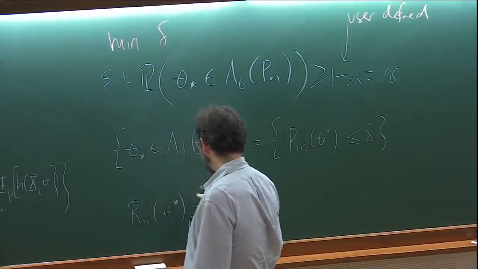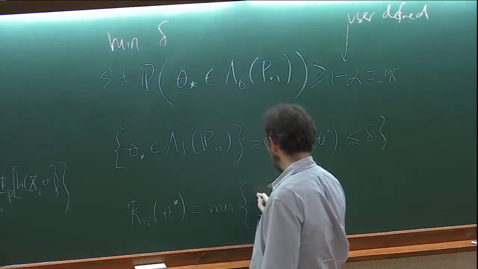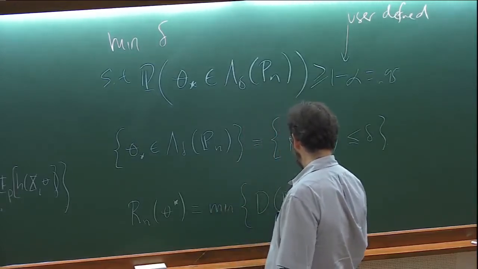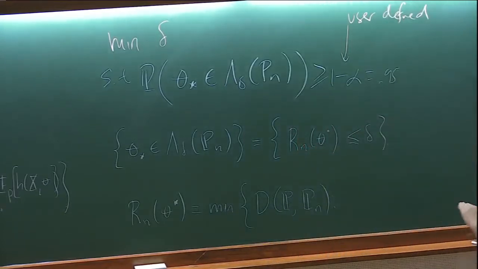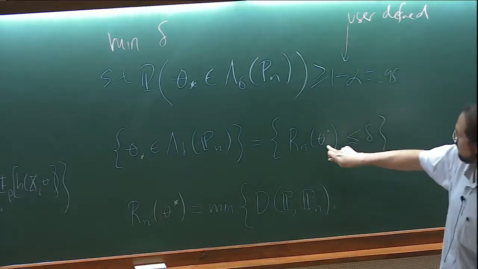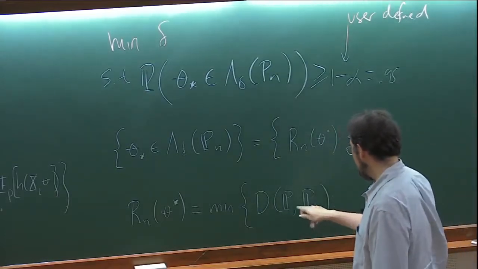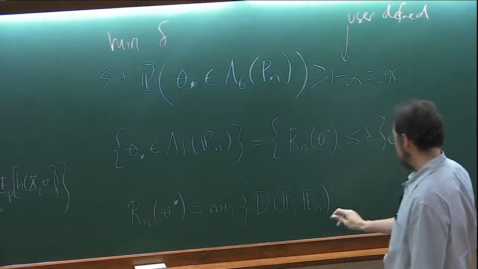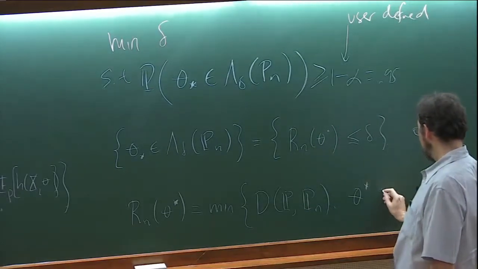Rn of theta star is going to be the distance between Pn and the set of probability models that make theta star optimal. So that's the distance between Pn and the set of P such that theta star is optimal.